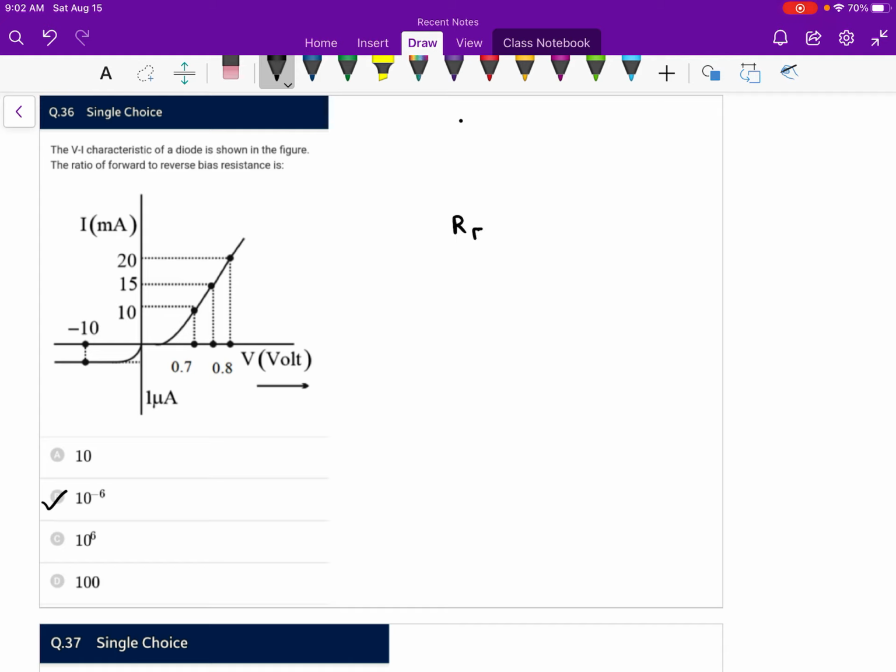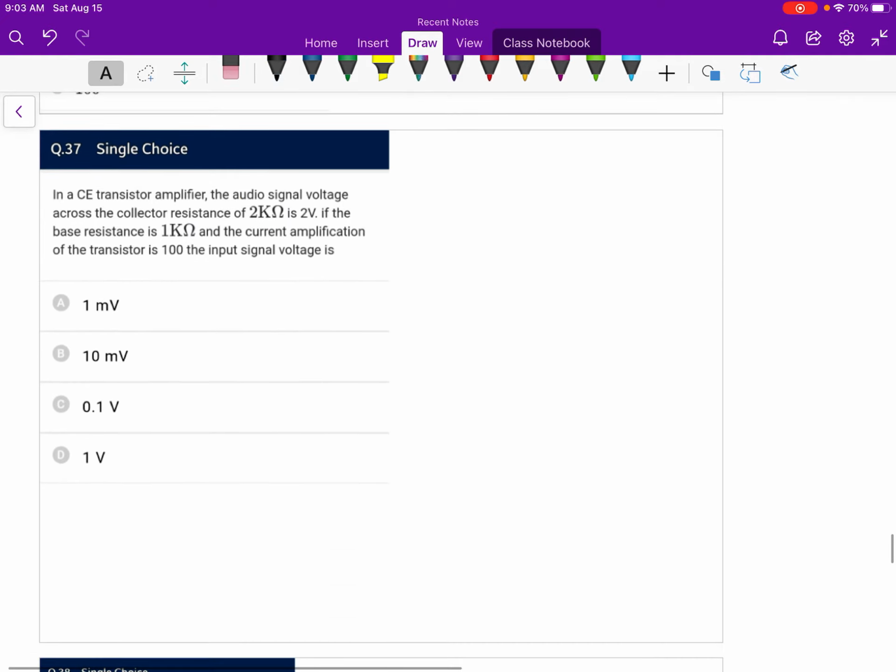Okay, otherwise R forward biased upon R reverse biased. In forward bias potential change is 0.1 and current change is 10 milliampere, so 0.01. Okay, and in reverse bias potential change is 10 and current change is 1 microampere, so this is 10 to power minus 6. Okay, V upon I gives R forward biased to R reverse biased, so this is 10 to power minus 6. So B is the correct option.